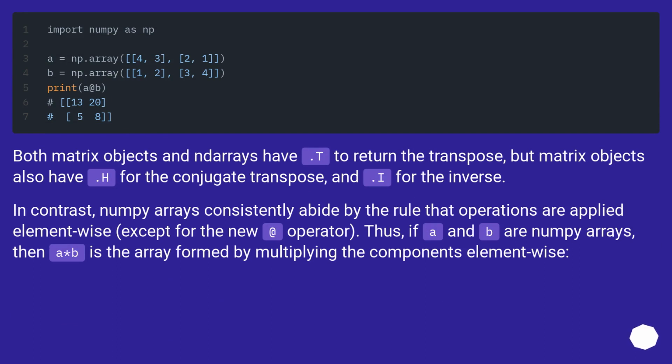Both matrix objects and ndarrays have .T to return the transpose, but matrix objects also have .H for the conjugate transpose, and .I for the inverse. In contrast, NumPy arrays consistently abide by the rule that operations are applied element-wise, except for the new @ operator. Thus, if A and B are NumPy arrays, then A*B is the array formed by multiplying the components element-wise.